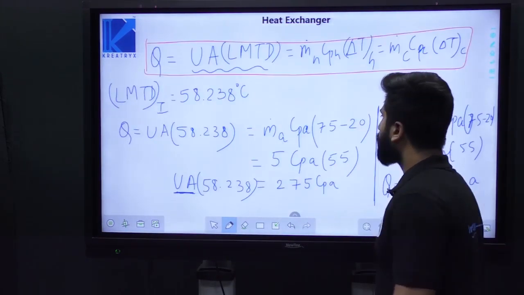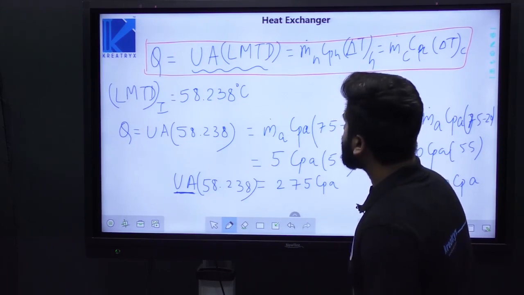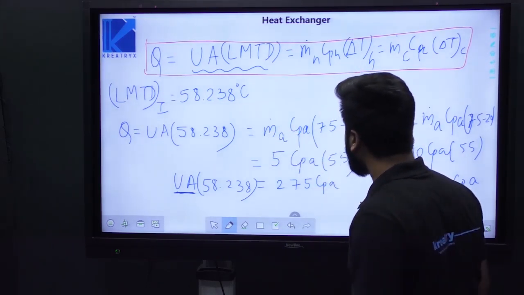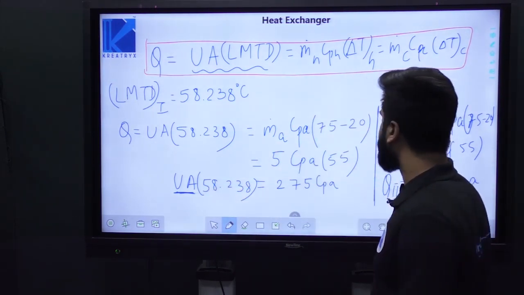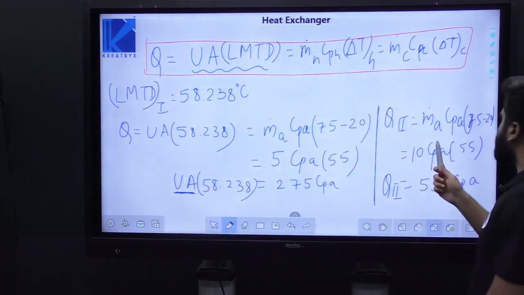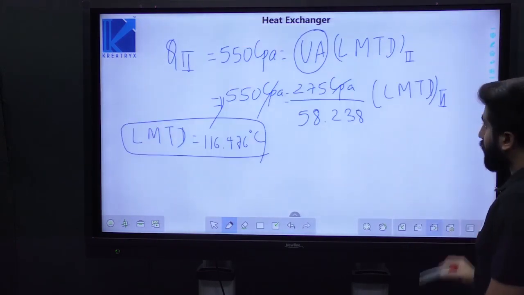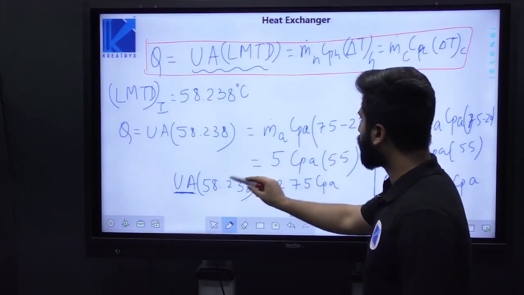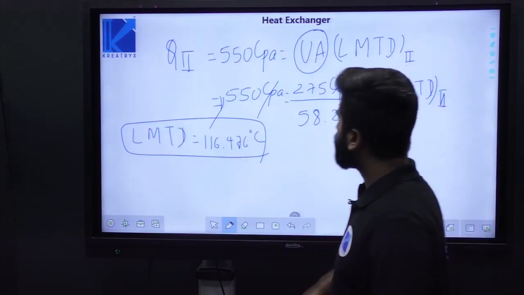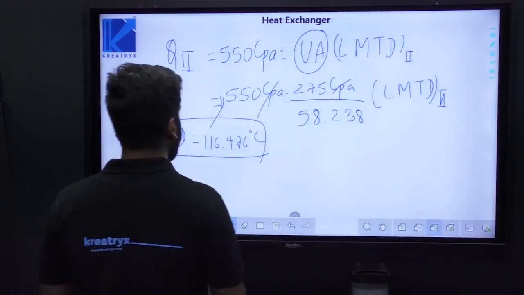So in the first case I have equated them, and from that I got the value of UA because I know LMTD. In the second case, when mass flow rate has doubled, I have again equated both of them, and I have put the value of UA from this in the second case, and I've got the value of LMTD.